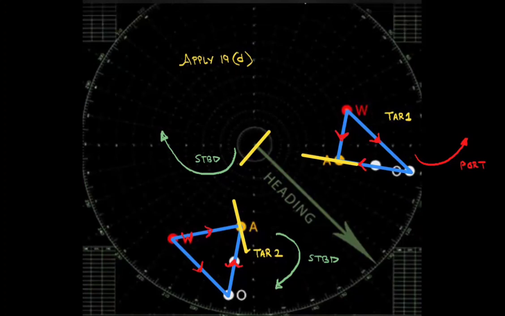Obviously all the vessels are going away from each other. So in that case, I will be 100% sure that my action is correct, right? My action is correct. There is no doubt. Because all the vessels are moving away from each other, and that is how the application of 19D comes into the picture over here. Okay, understood.